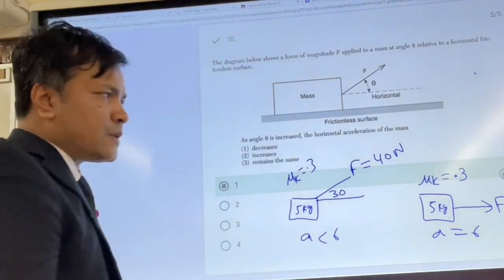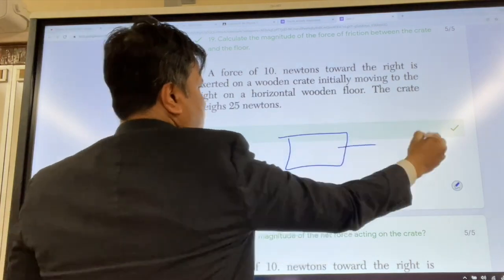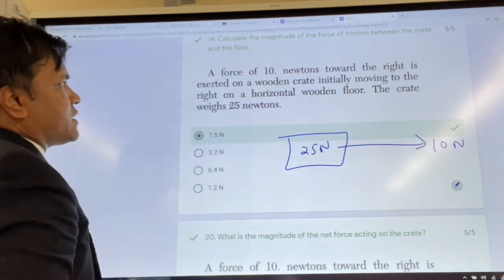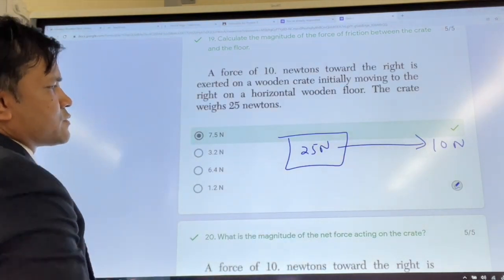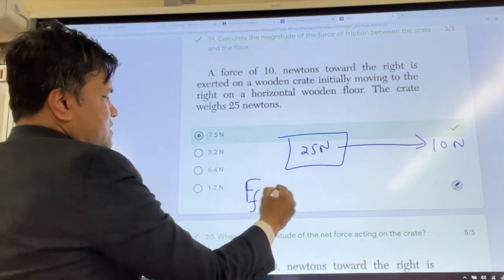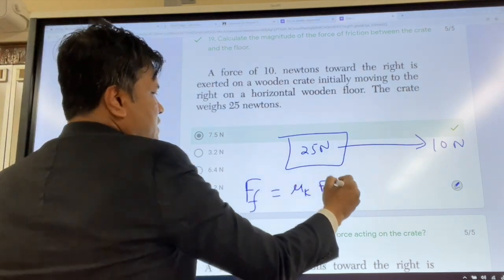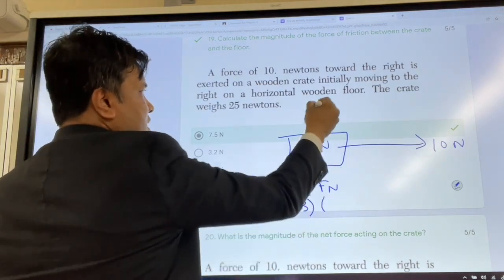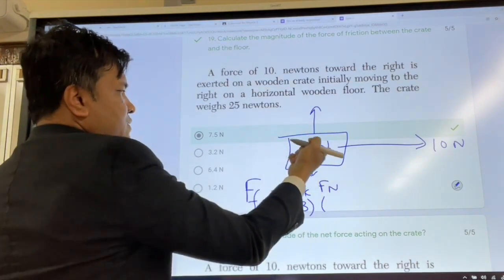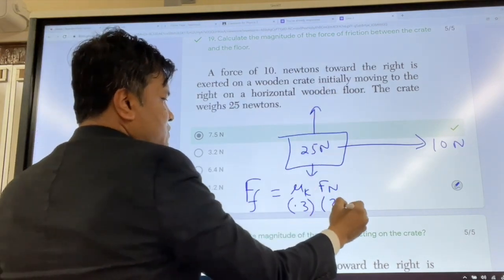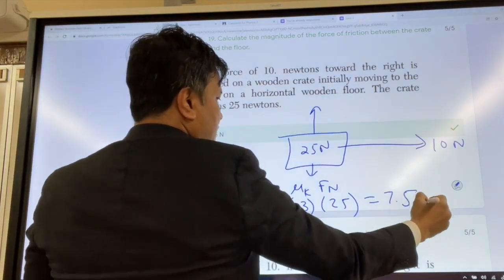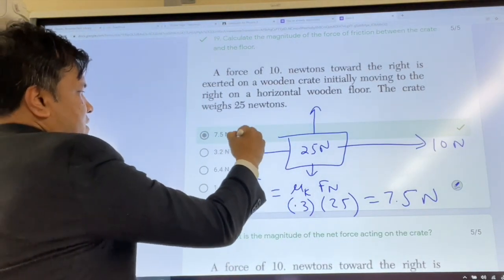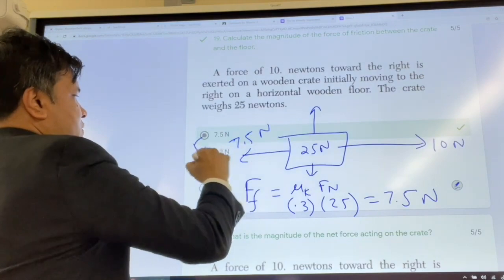All right, a 10 Newton force is applied on a 25 Newton object. What we need to find is the force of friction. Force of friction is mu k Fn. This is wood on wood, so this is 0.3, and Fn has to equal Fg. Fg is 25 Newton, so Fn is also 25 Newton. So 0.3 times 25 is 7.5 Newton. That is the force of friction.